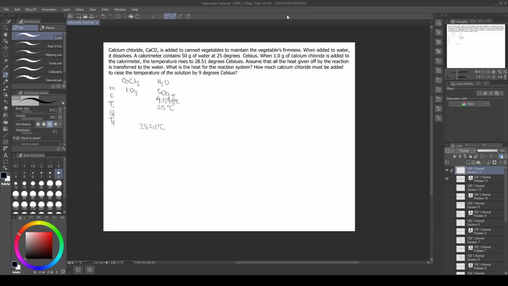Okay, so for this problem, it's the same problem that we had with ma'am when she was discussing. So let's read up. Calcium chloride is added to canned vegetables to maintain the vegetable's firmness. When added to water, it dissolves.